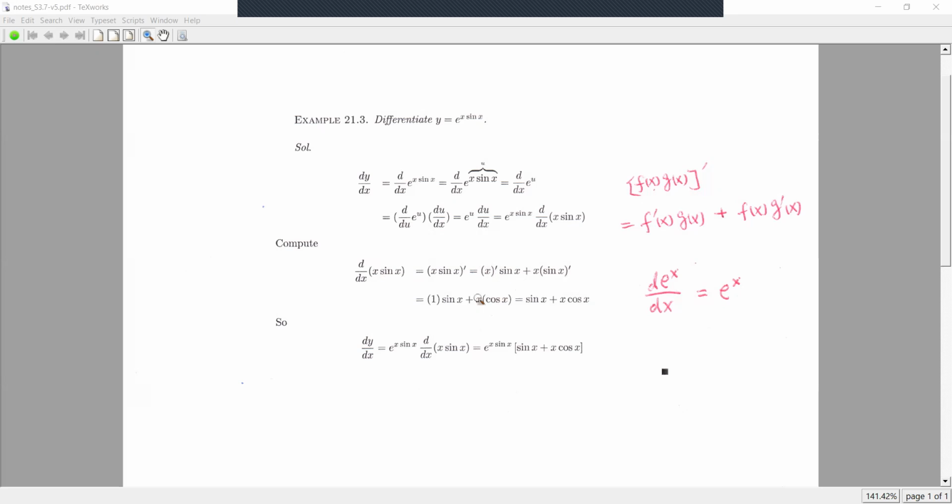Derivative of x is 1. Derivative of sine is cosine. Then I have this equation. Simplify this expression a little bit. Then this is the result of this derivative. Now I plug in the result here. Then the derivative of the given function is this.